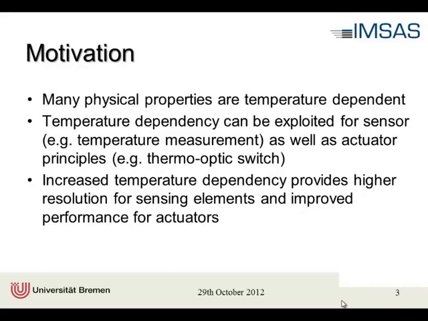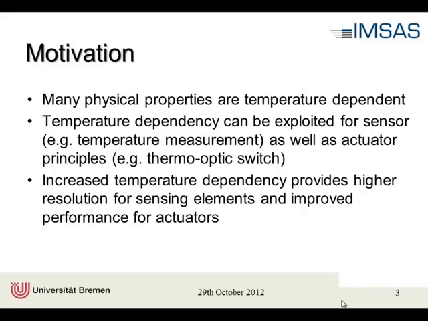Many physical properties, maybe even all physical properties, are temperature dependent. If we, for example, think about a thermistor, this thermistor has a different value of resistance at different temperature. Often seen as a disadvantage, this temperature dependency of properties can also be used intentionally for sensor applications, if we just think of a temperature measurement unit, for example, as well as for actuator principles. Here I mentioned the thermo-optic switch, which I will talk about more in detail on the next slide.